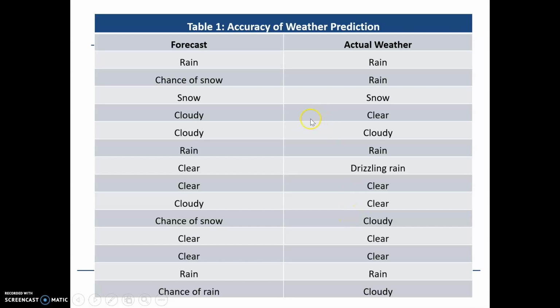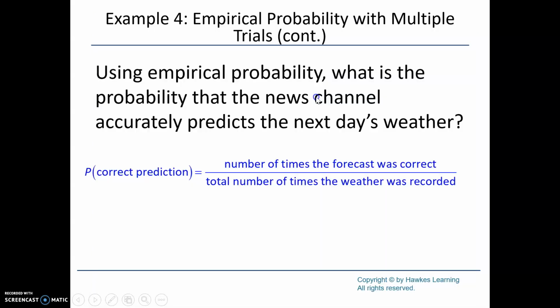And we wanted to see how many times they were correct, how many times the forecast got it right. Well, the first one's correct. They predicted rain, and it did rain. The second one, though, they predicted chance of snow, and they received rain. So that one didn't work out. It was a good prediction, but it was not an accurate prediction. It didn't actually happen. What about the snow and the snow? That's another good one. That actually did happen.